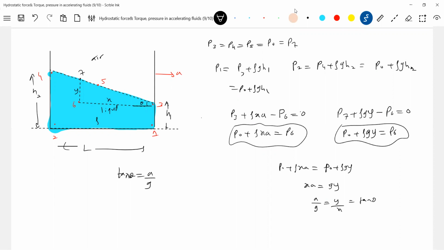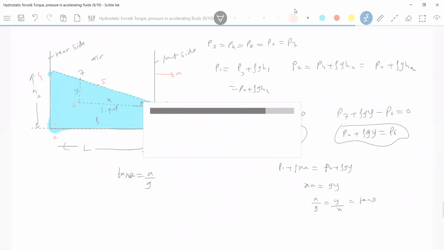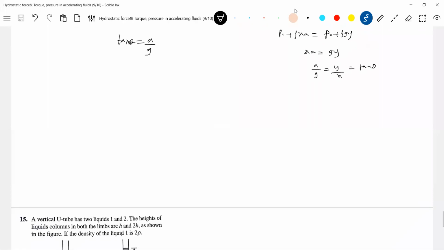So if a container is at rest, pressure varies only with depth. If the container accelerates, the pressure varies with the depth as well as with the distance from the front end. This is called the front side, and this is called the rear side. Okay, got it? I think this is a generalized thing. Now, if I keep on accelerating, what conditions will come?